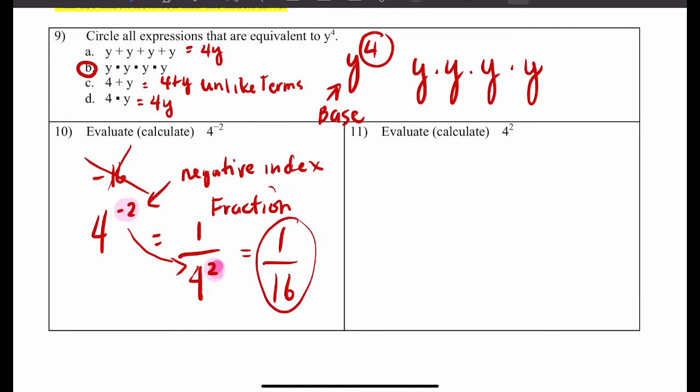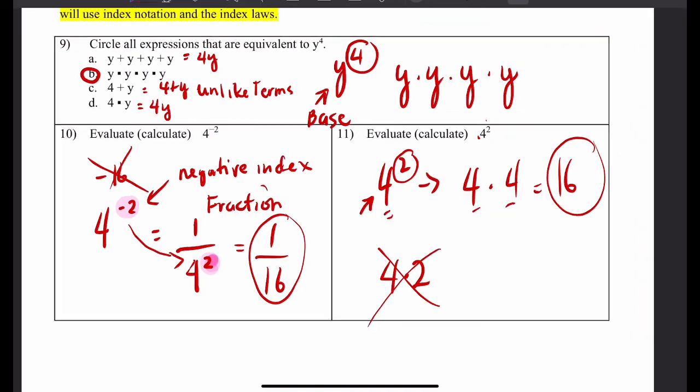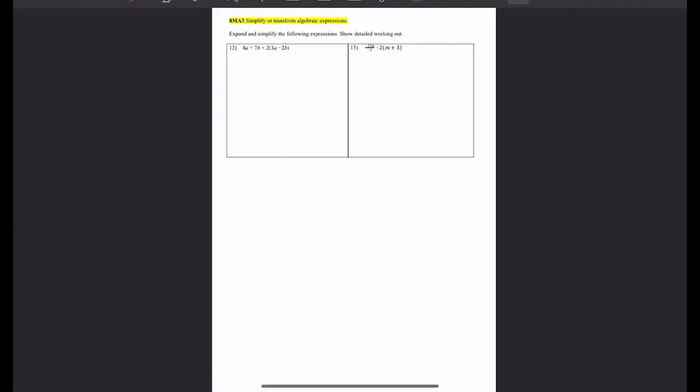Okay? Evaluate or calculate 4 squared. Again, multiply the base by itself the number of times the index says. So this is 4 times 4, which is 16. Okay? This is not 4 times 2. No. You do not multiply the base by the index. You multiply the base by itself, the number of times the index says. Okay? So let's go to the next question.